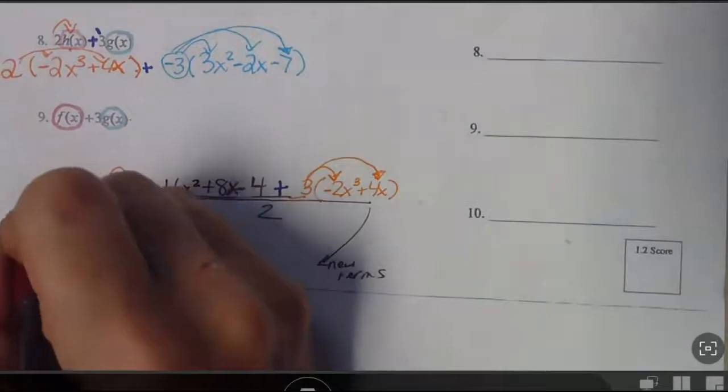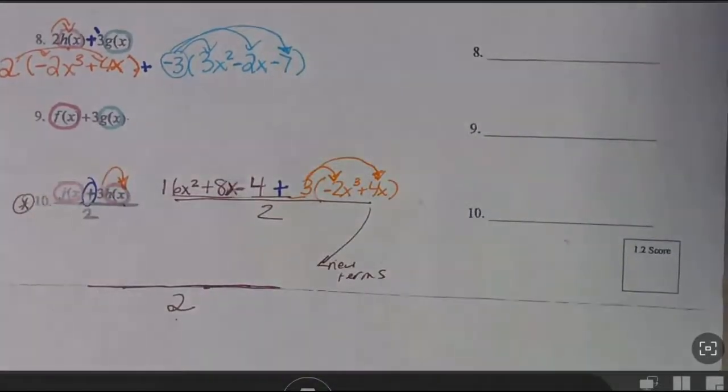Okay, this is kind of the trickier challenge one, but we have practiced ones like this in class. So good luck with that. And that's the end of part 2, the open response for 1.2.